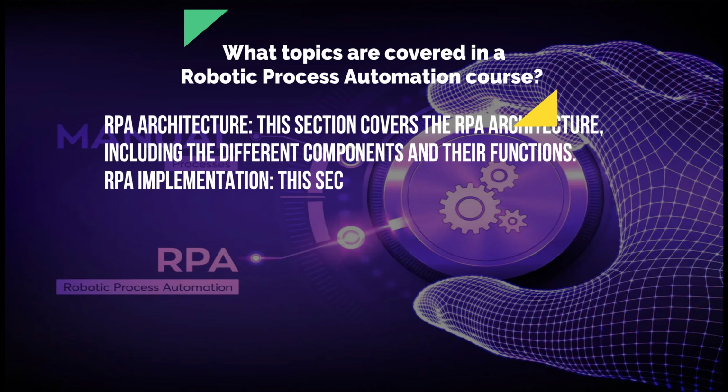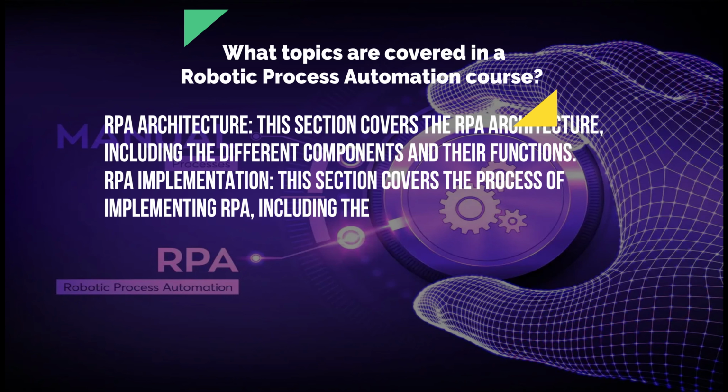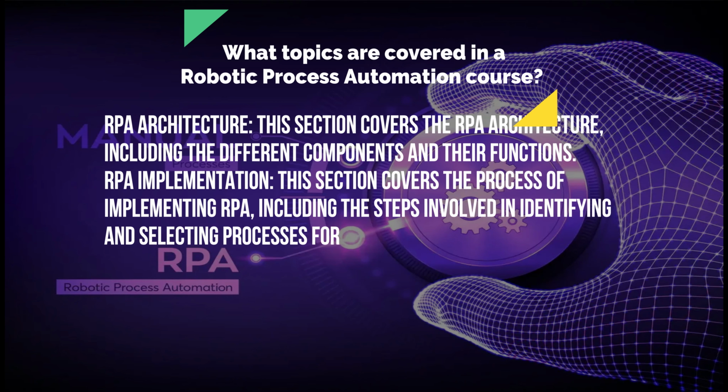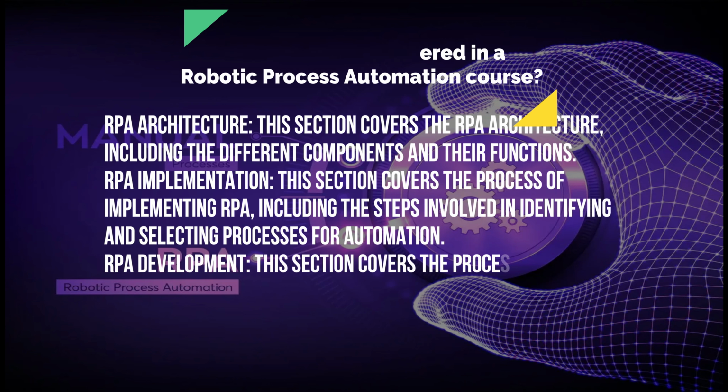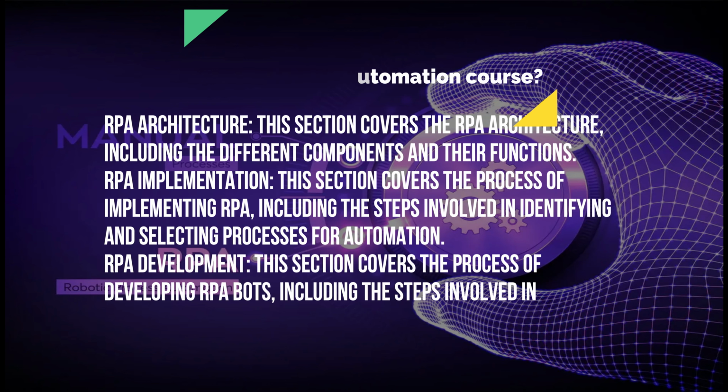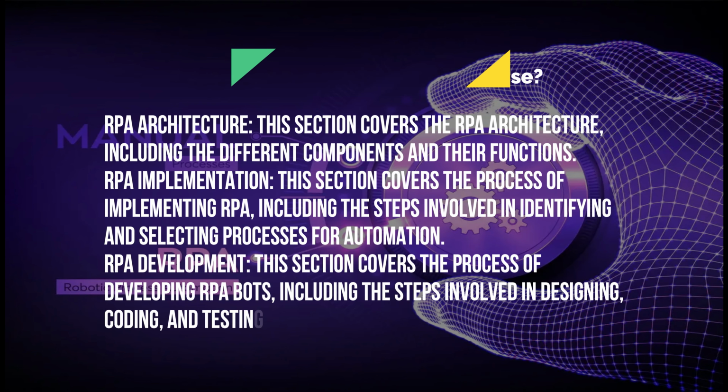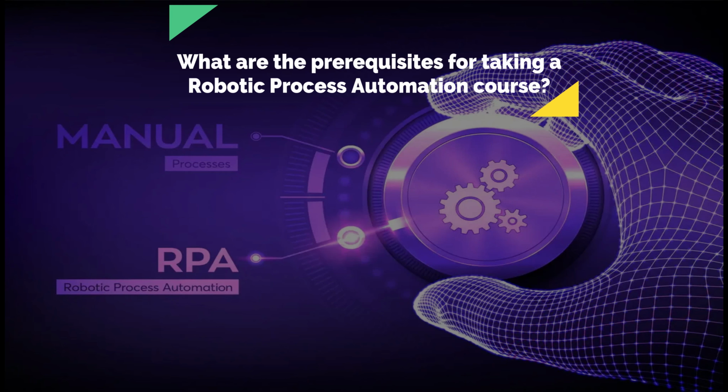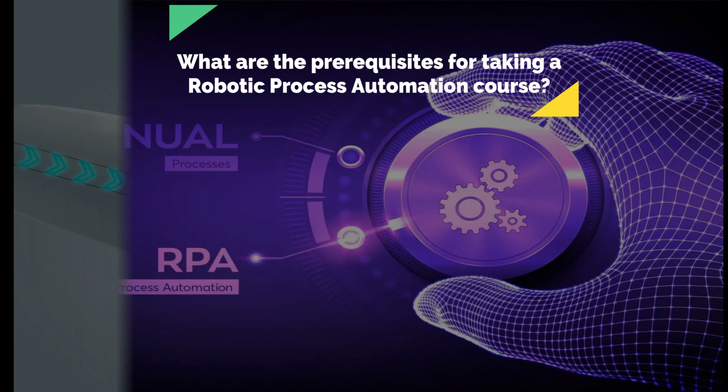RPA implementation. This section covers the process of implementing RPA, including the steps involved in identifying and selecting processes for automation. RPA development. This section covers the process of developing RPA bots, including the steps involved in designing, coding, and testing.